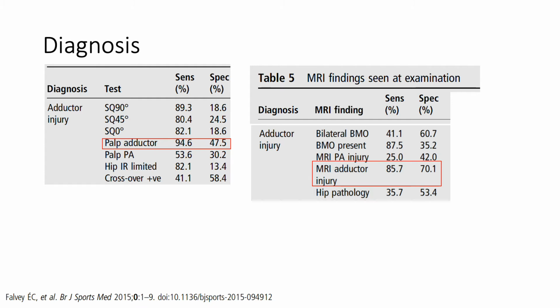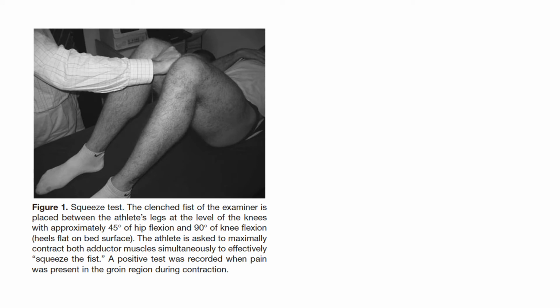Again, in terms of sensitivity and specificity, MRI is quite useful as a discriminating tool. Again, it's very sensitive for adductor tears and tendinopathy and probably has the highest level of specificity also. If you're not familiar with the adductor squeeze test, this is the squeeze test being done at the 45 degrees hip flexion position.